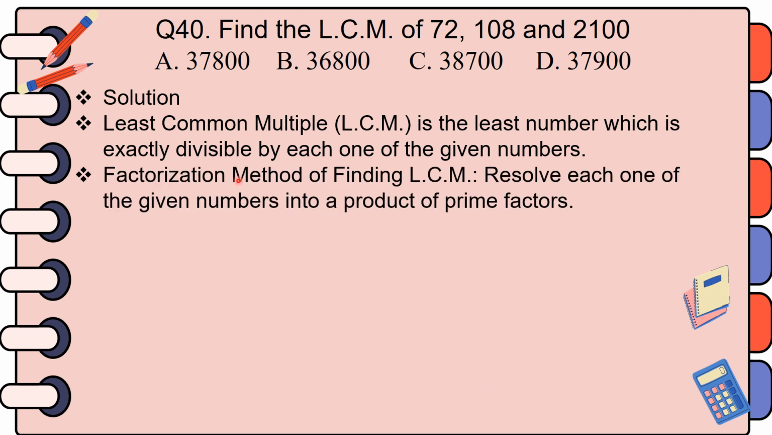To get the LCM of numbers, there are two methods: factorization method and the division method. In this question, I'm going to show you how to find the LCM of numbers using the factorization method. When you use the factorization method, first resolve each one of the given numbers into a product of prime factors. So rewrite each number in its prime factors form.